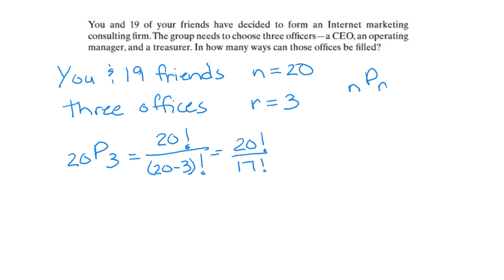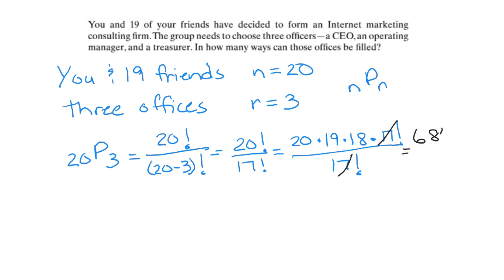And once again, you can put these into your calculator. I'm going to show you the handiwork so you know that this is how to set up the problem. Again, we'll stop at 17 factorial because it matches the 17 factorial in the denominator. And when we multiply this out, we're coming up with 6,840 ways to fill the offices.